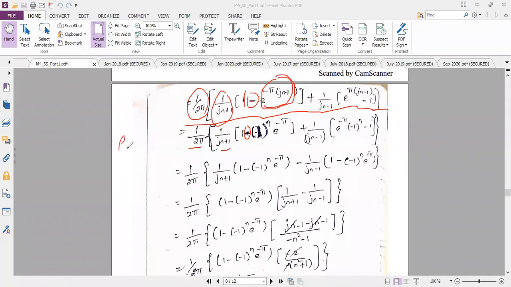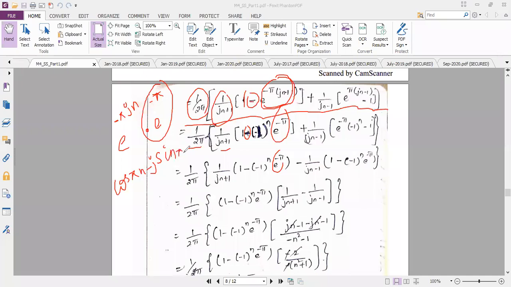So e power minus pi jn plus 1, I am writing it as e power minus pi into jn multiplied with e power minus pi. Okay. So e power minus pi is kept as it is. But this e power minus pi jn, I can write it as cos pi n minus of j sin pi n.